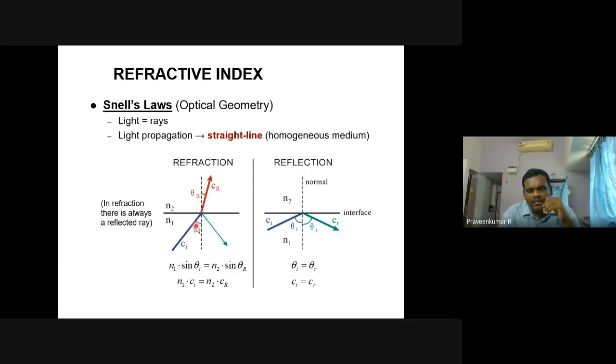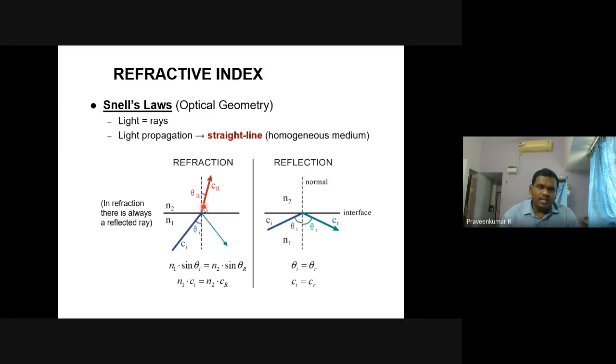Then, based on the characteristics of N1 and N2, the medium 1 and medium 2, some amount of energy, as I told you, is reflected back to the same medium, and some amount of energy is transmitted to the other medium. That amount of signal is called refraction. So you can see here, this is the incident ray or incident light signal. It makes theta I with respect to the normal line. Then you can see this dotted line: some amount of energy is reflected back to the same medium, and this brown color indicates that some amount of energy is refracted to the other medium.